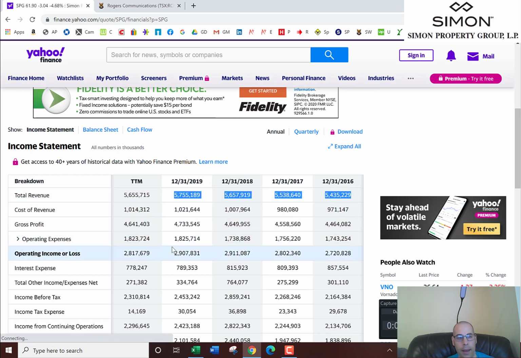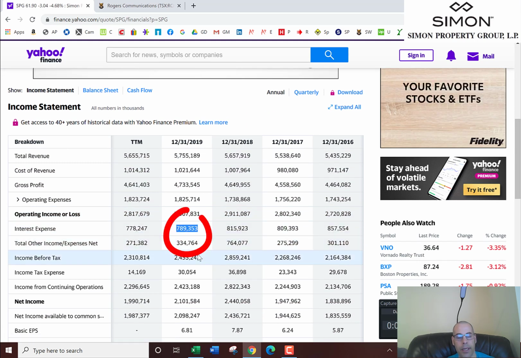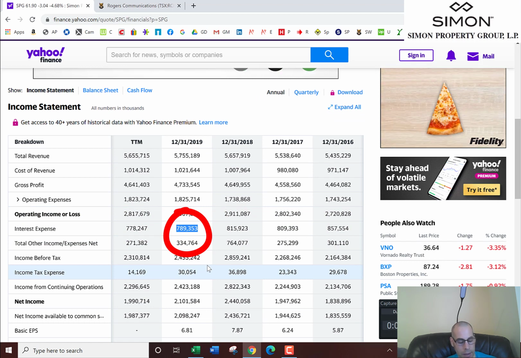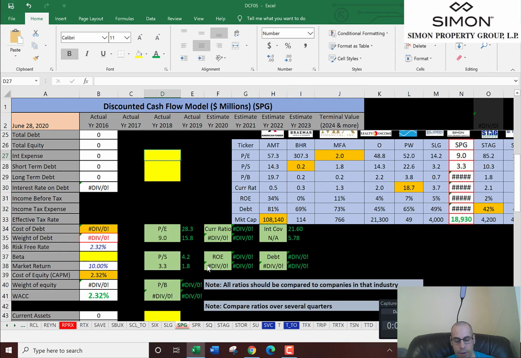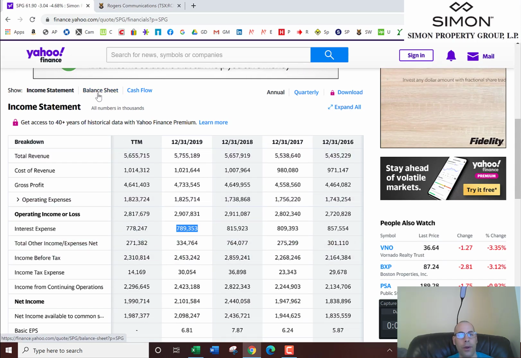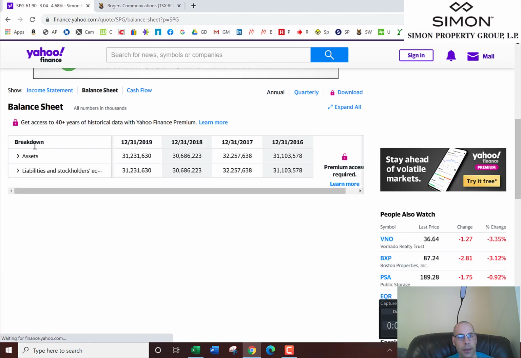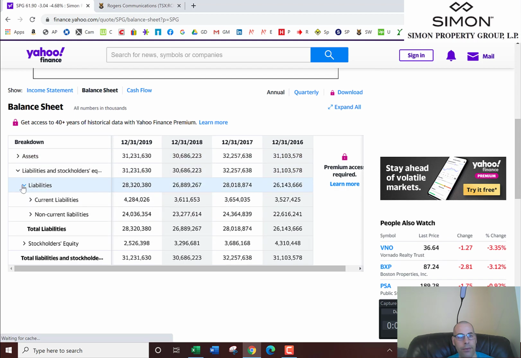So we have to look at their capital structure. So their interest expense is on the income statement. That's the interest they pay on their debt. That's $790 million. And now we'll go to the balance sheet. We want to see how much debt they have.